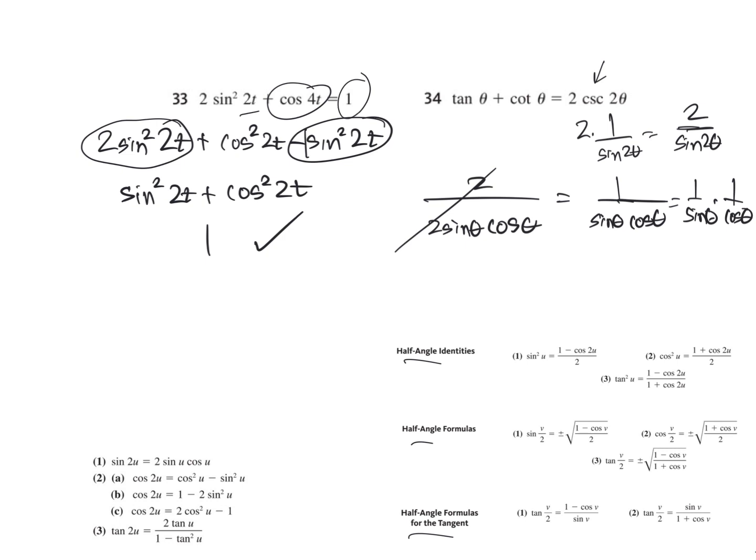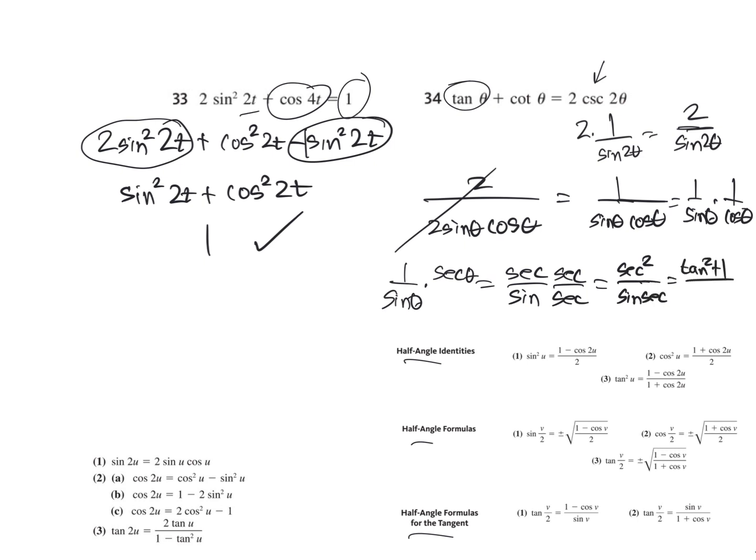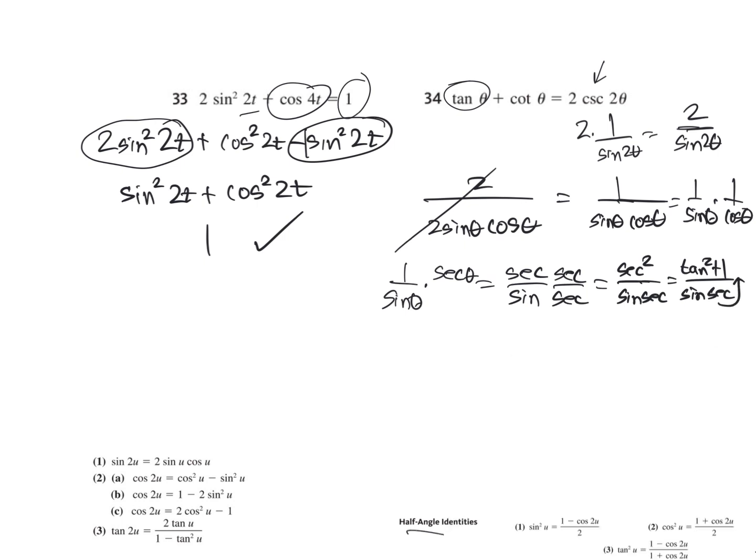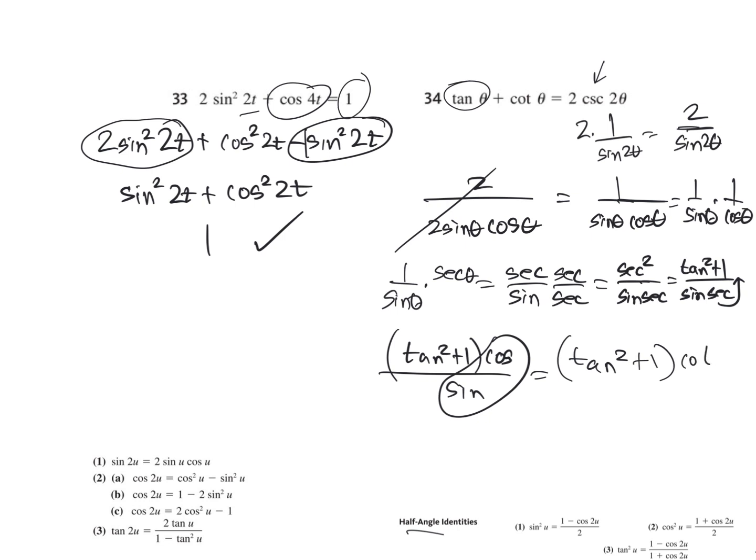Okay, so now I know that I need to get a tangent here somehow. 1 over the sine of theta. We'll put cosine of theta back up as secant of theta. Okay, so now we have secant over sine. If I multiply top and bottom by secant over secant, I get secant squared over sine times secant. Okay, secant squared is tangent squared plus 1 over sine times secant. But secant is the reciprocal of the cosine, so since it's in the denominator, the cosine, so we have tangent squared plus 1 times the cosine all over the sine. And what do we have here? Cosine over the sine is the cotangent. Okay, so now we have cotangent times the tangent squared plus cotangent.